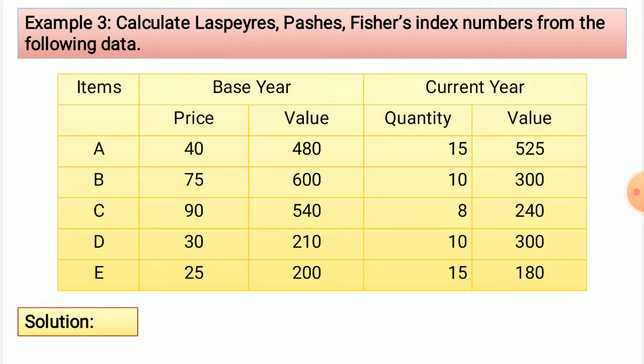So current means current year quantity. When we divide the current year value by the quantity, we get the current year price. So value divided by price is equal to quantity, and value divided by quantity is equal to price, because value includes price as well as quantity. So base year value is equal to P0 Q0, and current year value is equal to P1 Q1.